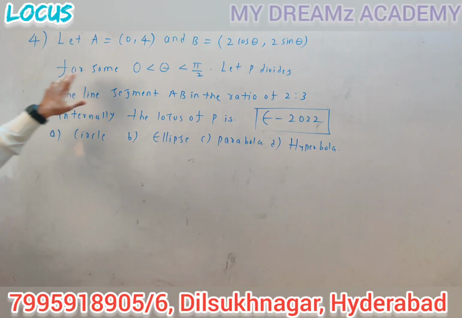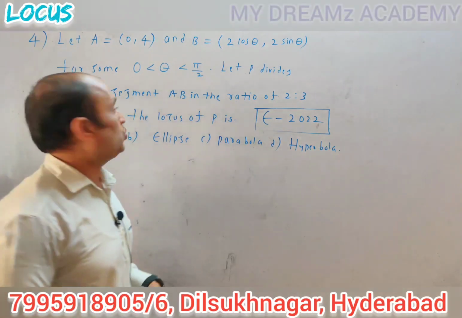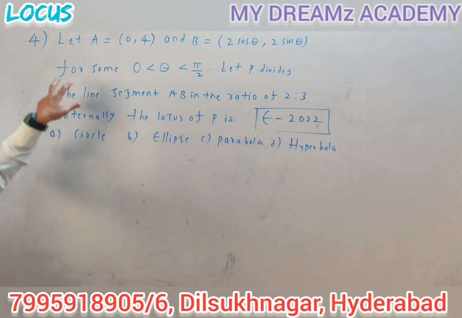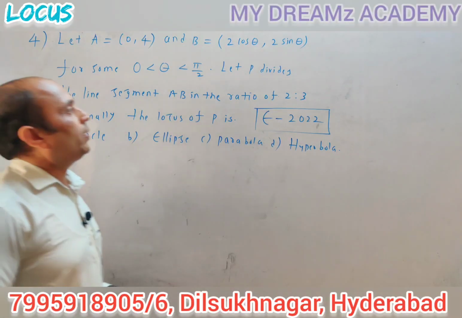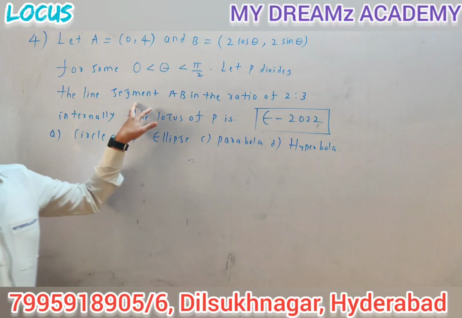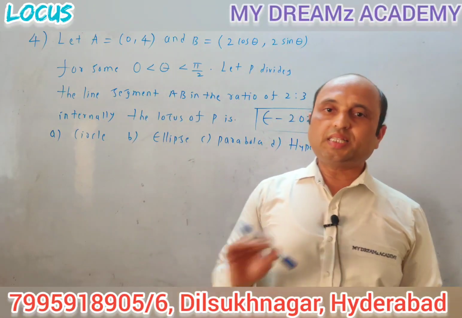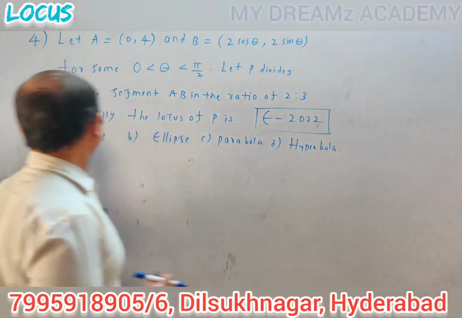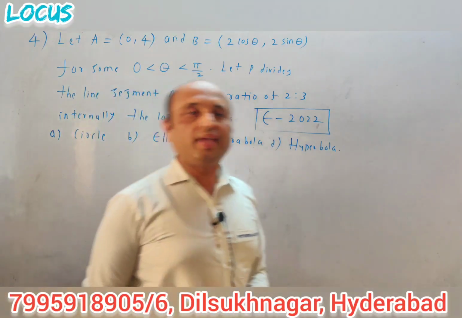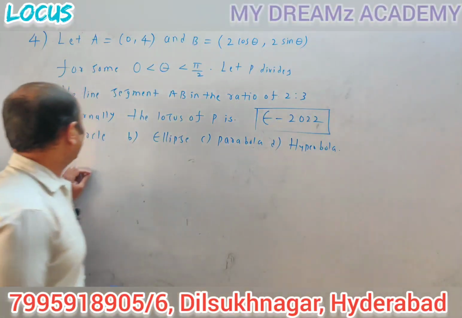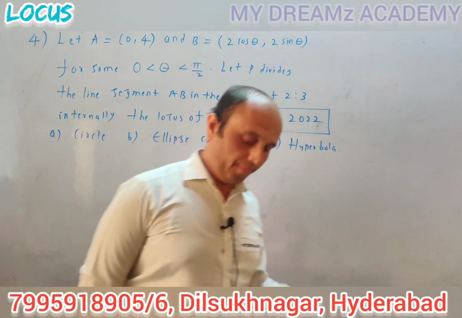A is equal to (0, 4) and B is equal to (2 cos theta, 2 sin theta), for some theta with 0 less than theta less than pi by 2. Let P divide the line segment AB in the ratio 2:3 internally. Then the locus of P is a circle, ellipse, parabola or hyperbola.